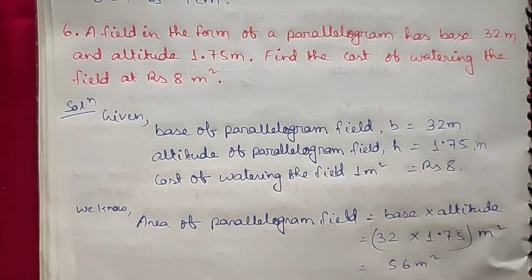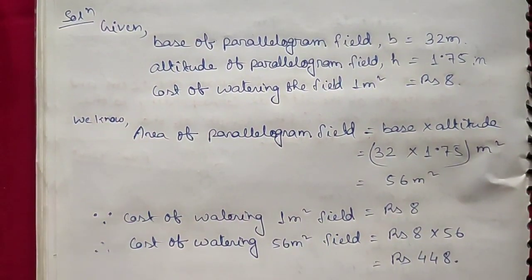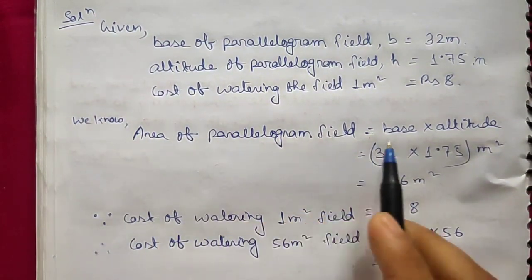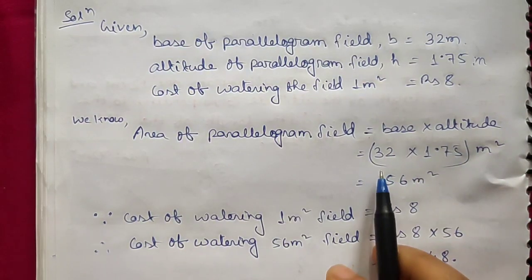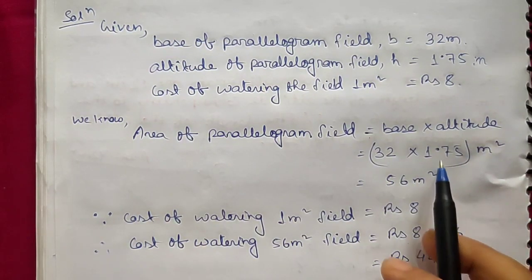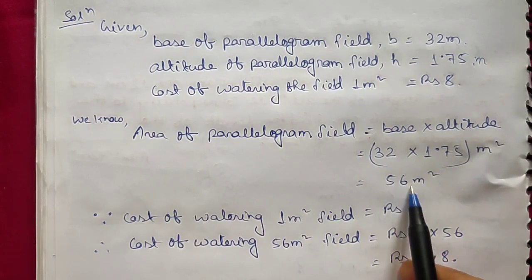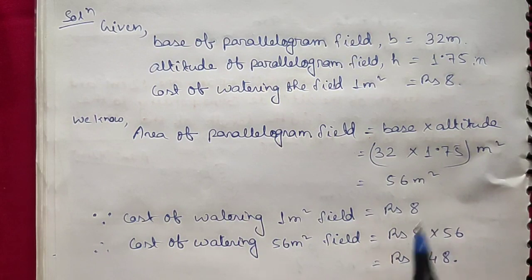Okay, now what do we have to find? We have to find its area. Okay, so we know the area of parallelogram field equals base into altitude. Base is 32 and altitude is 1.75. When we multiply this, the result is 56 meter square.